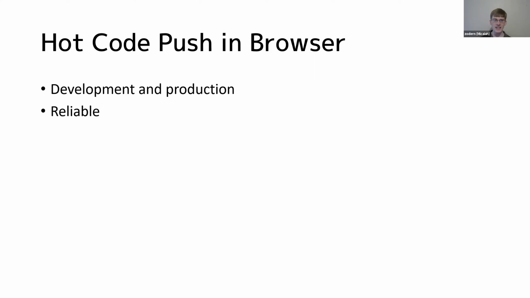Because it's used in production, it has to be reliable. We can't afford our app to end up in a broken state when we release an update. It's able to apply some changes without reloading the page, like CSS. It's limited in what can be applied this way, but it's nice when it happens.